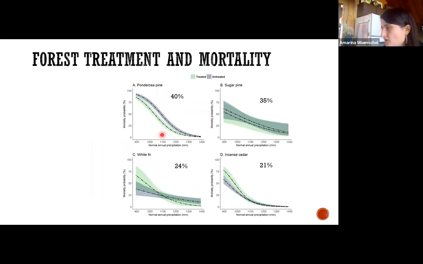And now I'm going to get into our treatment, what we think our treatment effects were. And I'm going to talk to you about all the major species that we looked at. So ponderosa pine, sugar pine, white fir, and cedar. I will say that we had black oak. Black oak was a common tree species throughout our plots, but we documented 0 black oaks dying through the course of our work.